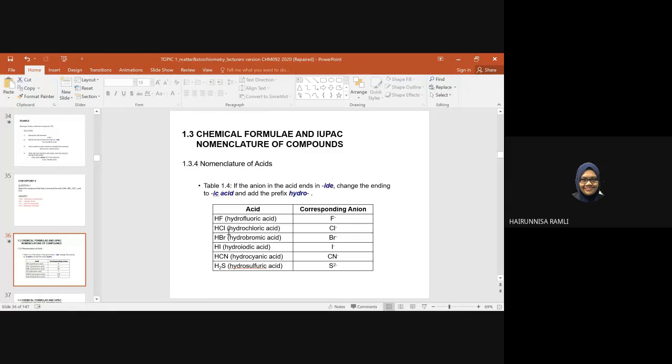We call it as gas. Standard biasalah. Tapi kalau dia masuk air, ada air, so dia consider as acid. Bila acid, nama dia jadi hydrofluoric acid. Hanya IDE, we change to IC acid. And tambahlah prefix hydro untuk hydrogen tu. Okay, so I think this one is very basic.